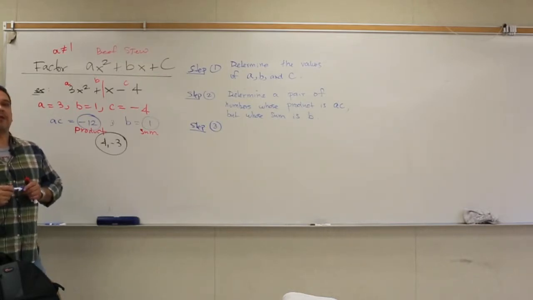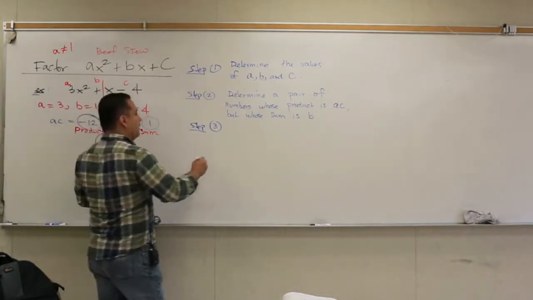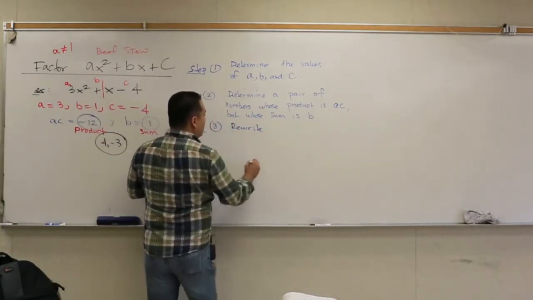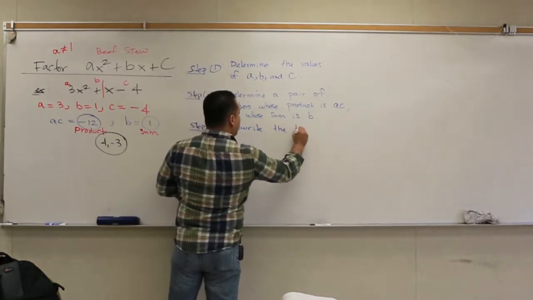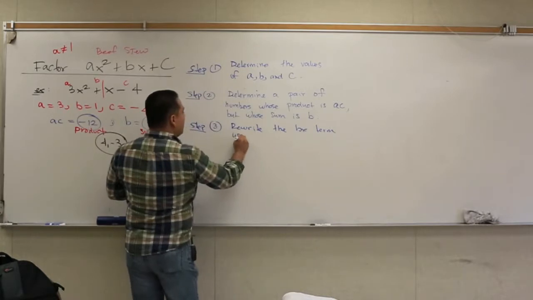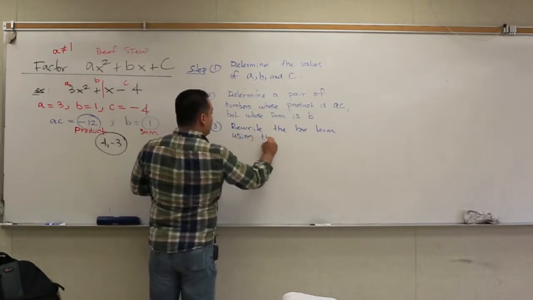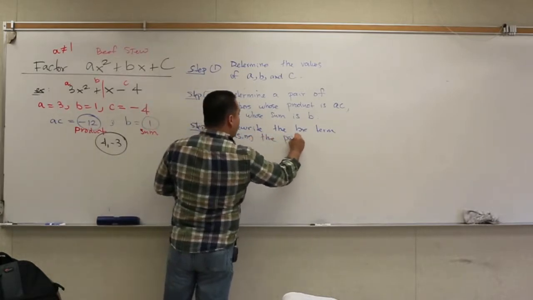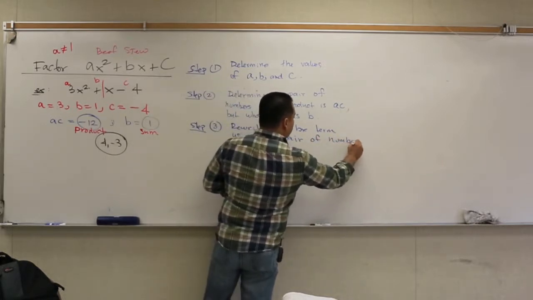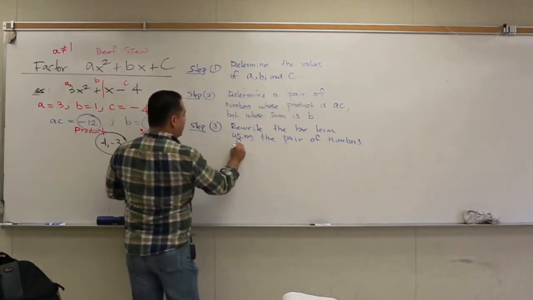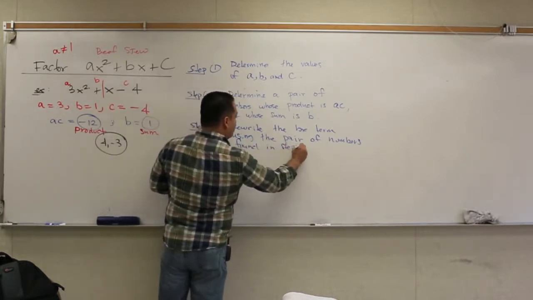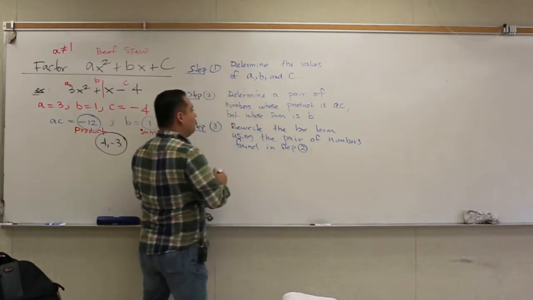I call this the rewrite step. Rewrite the bx term using the pair of numbers found in step number 2.